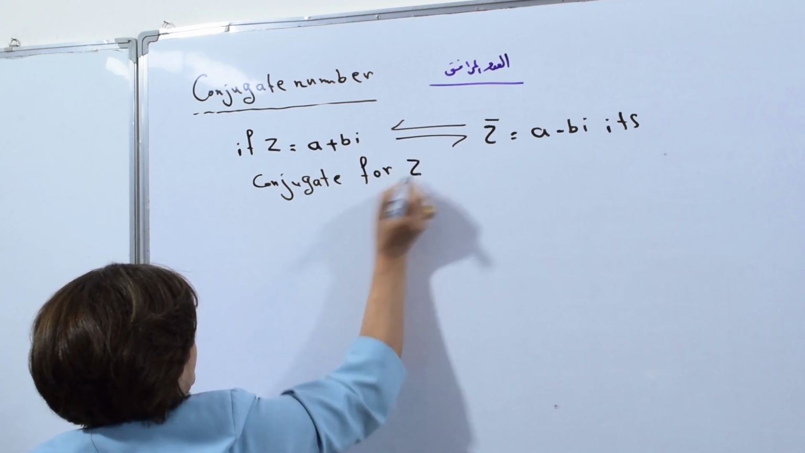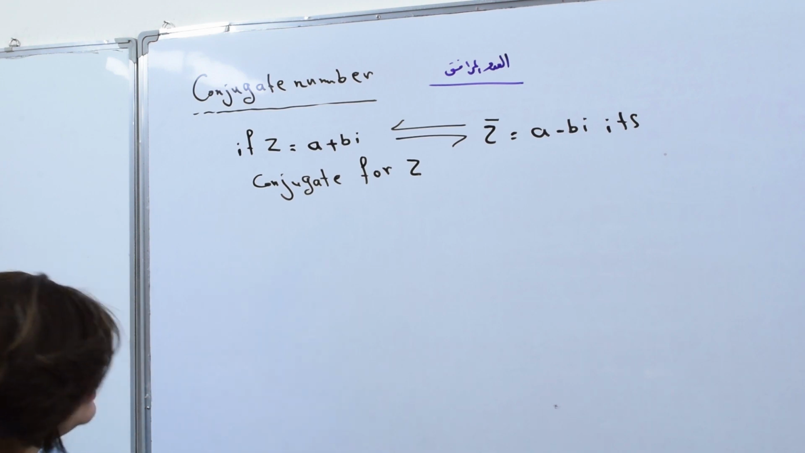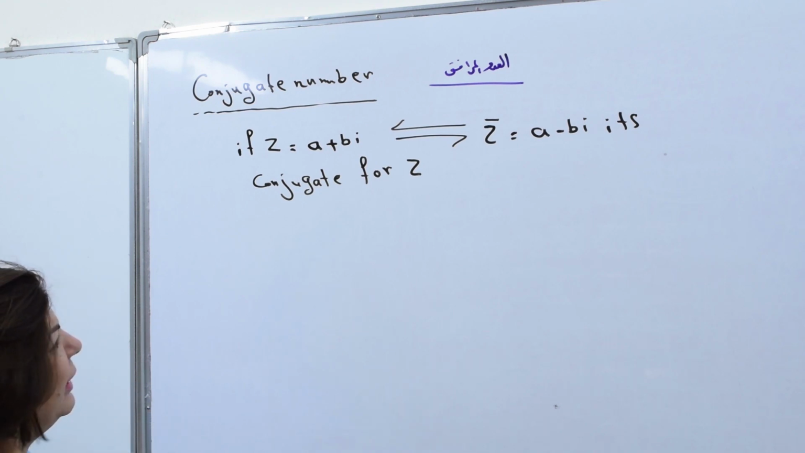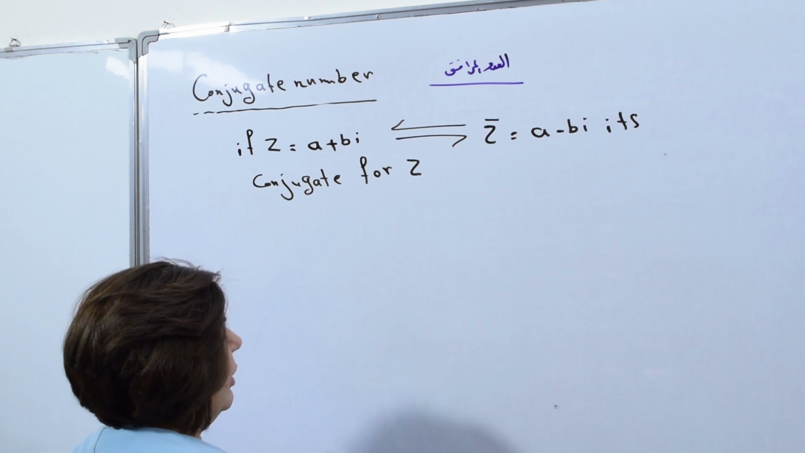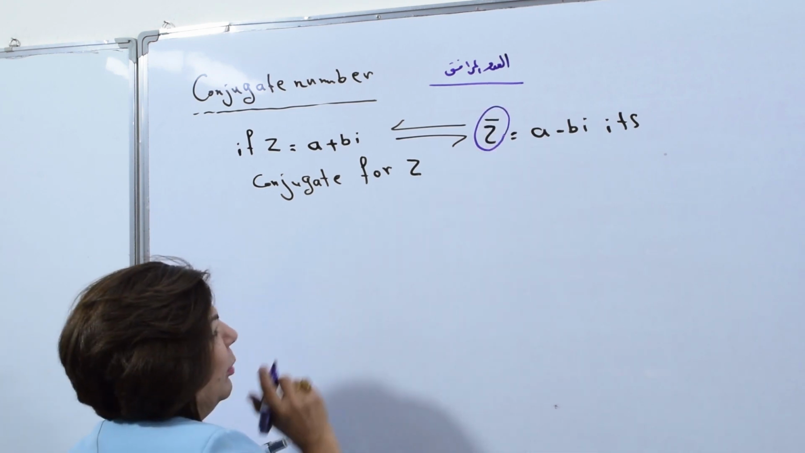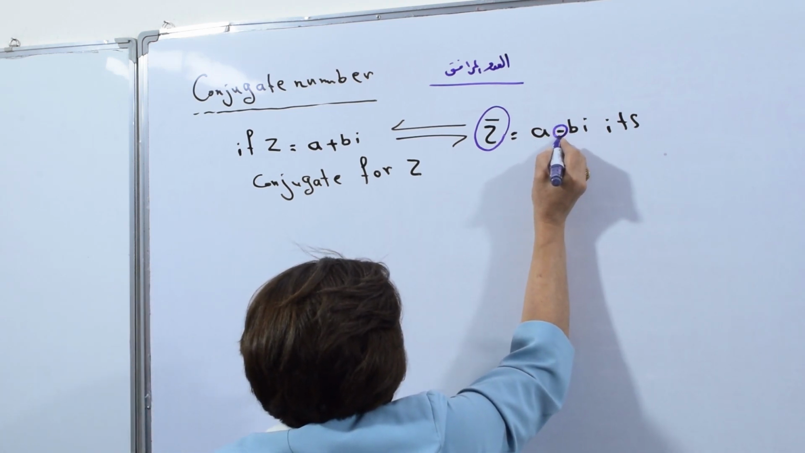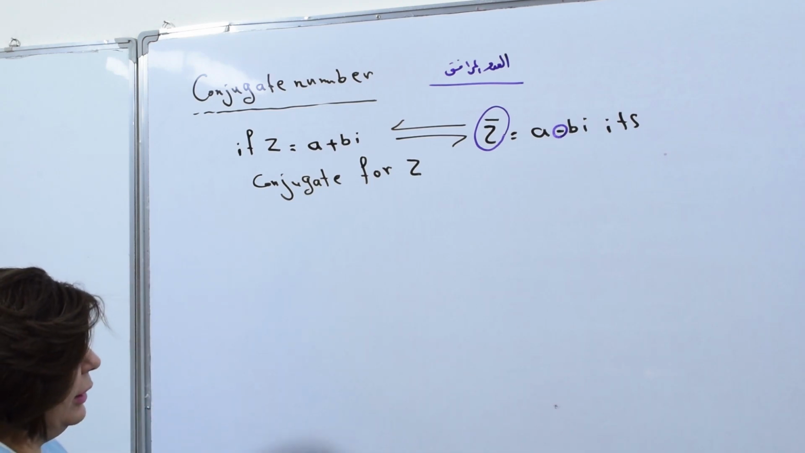إذن عزيزي الطالب، إذا كان z يساوي a plus bi بالشكل الاعتيادي أو الصيغة الجبرية للعدد المركب، فرمز العدد المرافق هو z bar. هذا هو رمز العدد المرافق. وأنت تلاحظ change the sign of imaginary part، إذن أنا أغير إشارة الجزء التخيلي.